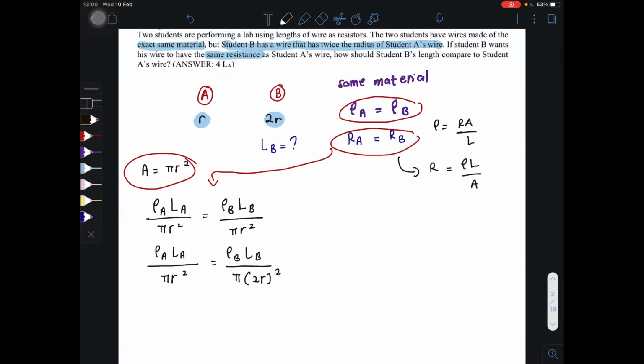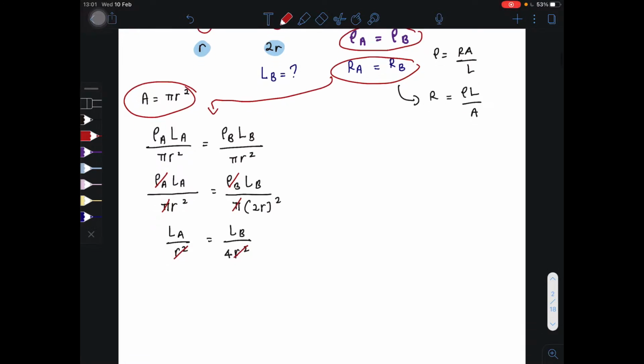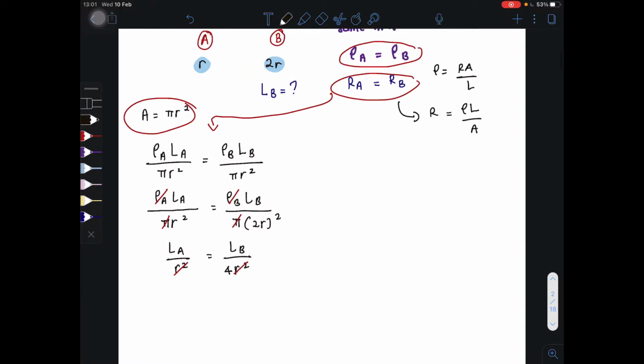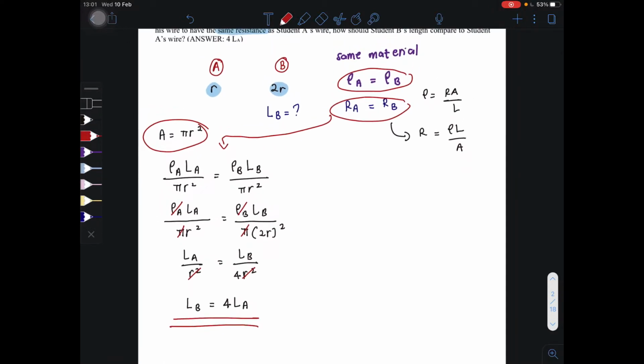So we can cancel whatever is the same. Since the resistivity is the same, we can cancel this one, and here we can cancel too. So now what is left is LA divided by r² is equal to LB divided by 4r². So this can also be cancelled. What remains, because we want the length of the wire for student B, is LB on the left side equal to 4LA. So this will be the solution for example 4.